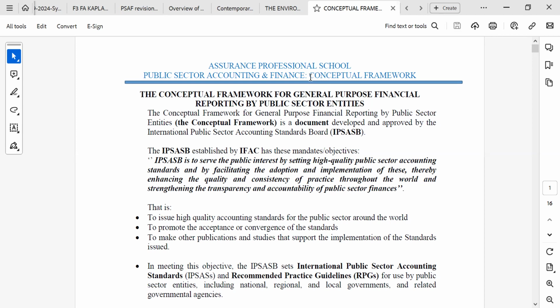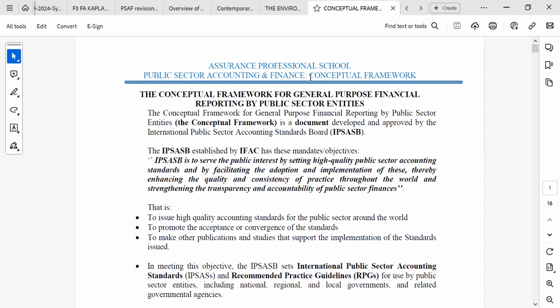All right, they also make other publications and studies that support the implementation of the standards issued. That is why they even have the conceptual framework. They know that a time will come when the standards will be ineffective, because there's a transaction or an item at hand, and if you look through all the standards, none of them relates to it; we can't apply any of them. So what do we do? We have to make reference to something that tells you that whenever something like this happens, it should be classified as either an asset, liability, equity, expense, or income. So that's why they have the IPSAS.